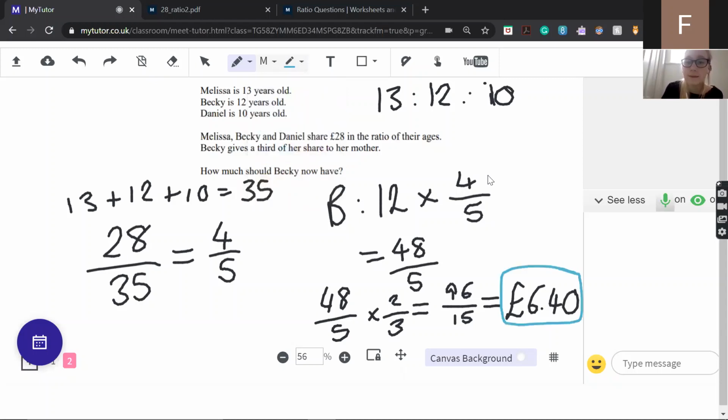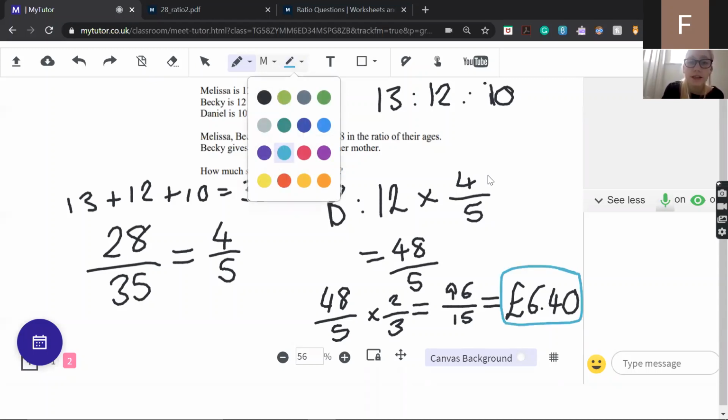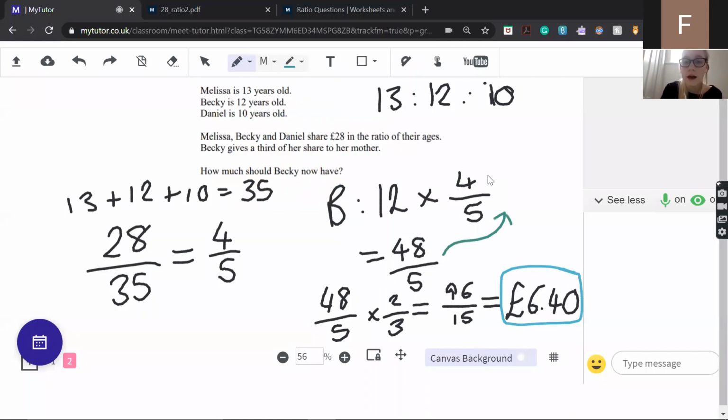If that way was a little bit confusing, you could have worked this out here. So the amount of money that she would get before she gives any to her mother. And this is going to give you £9.60. And then you can work out that the 1/3 that she gives is £3.20. So she's left with the rest, £6.40.